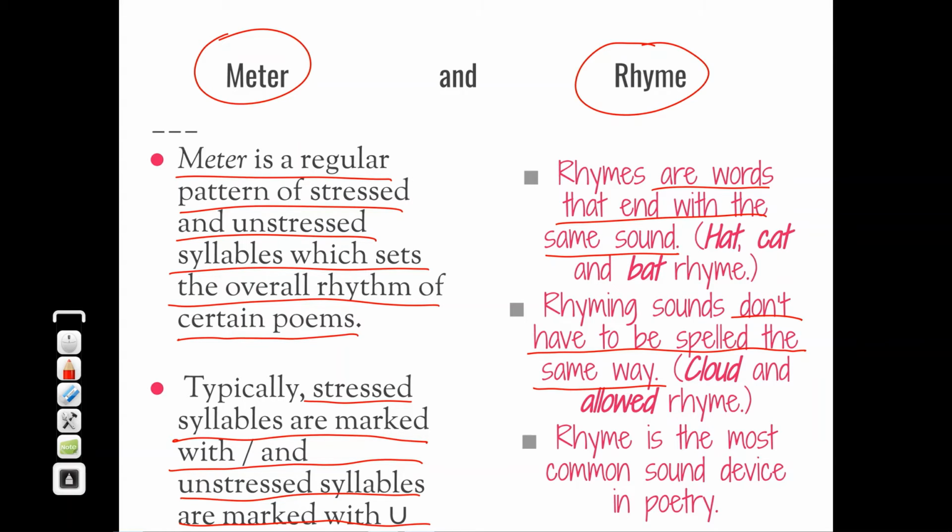They don't have to be spelled the same way. And then you can even put in this example, cloud versus aloud. They sound the same at the end. They have that similar sound, but they are not spelled the same, obviously. And then rhyme is the most common sound device in poetry.